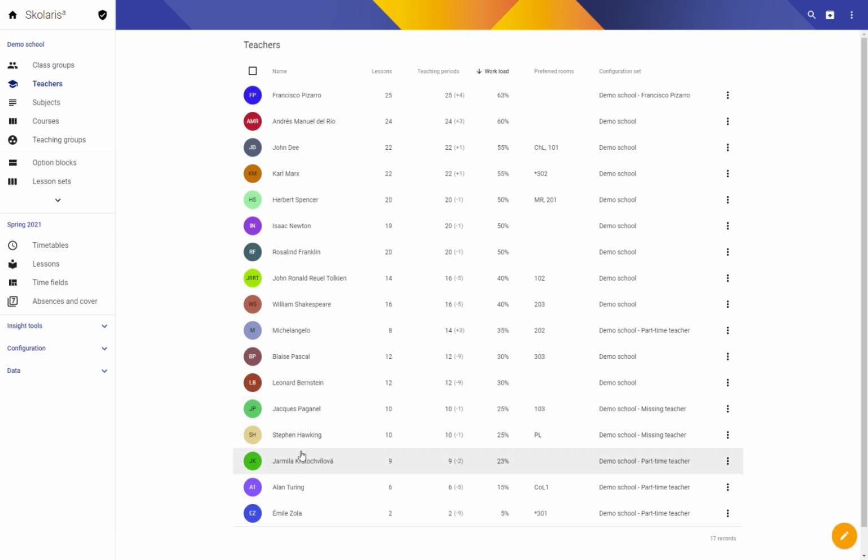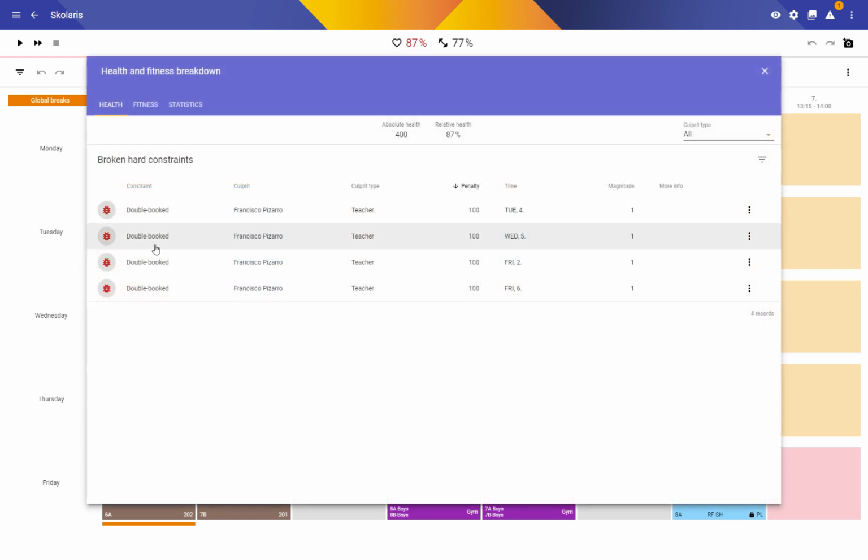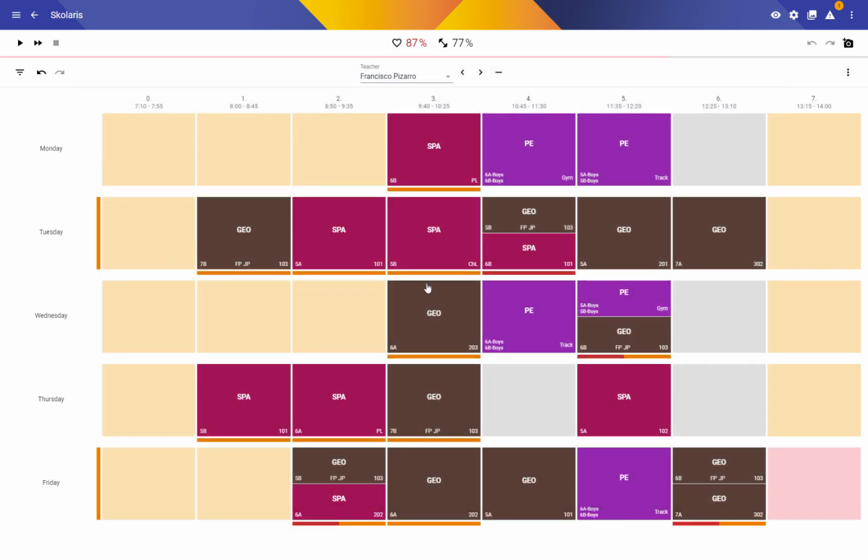So by doing this, we've eliminated 2 teachers now from our staff, reducing the cost significantly. Let's see what happens with the timetable. I don't know if this is going to work at all. Pizarro is pretty busy. Actually, I can see something bad here. There's 6 consecutive lessons in Pizarro's timetable. Let's check his configuration.